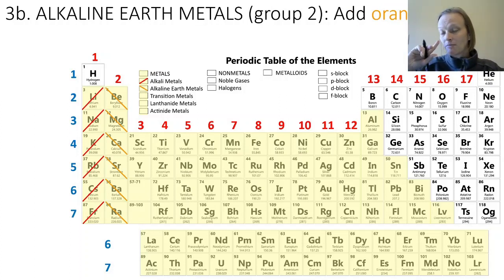The next set of metals that I'd like for you to know about are the alkaline earth metals. This is the special name for group 2. And so we're going to add orange stripes to those. And in case your red and orange are maybe close together in color, and it's hard to tell the difference, I just made my stripe going a different direction just so that I could tell, hey, this color is red and this color is orange.